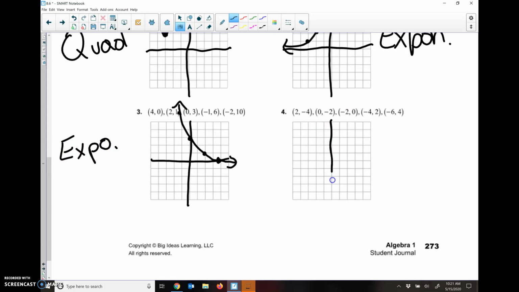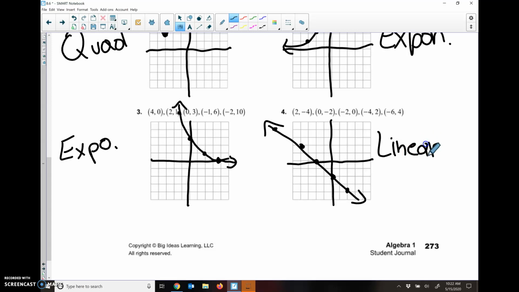And last one on this page, I have 2 and negative 4, 0 and negative 2, negative 2 and 0, negative 4 and 2, and then negative 6 and 4 is going to be out here somewhere. Looks like that's a straight line when I connect them, so it's going to be linear.